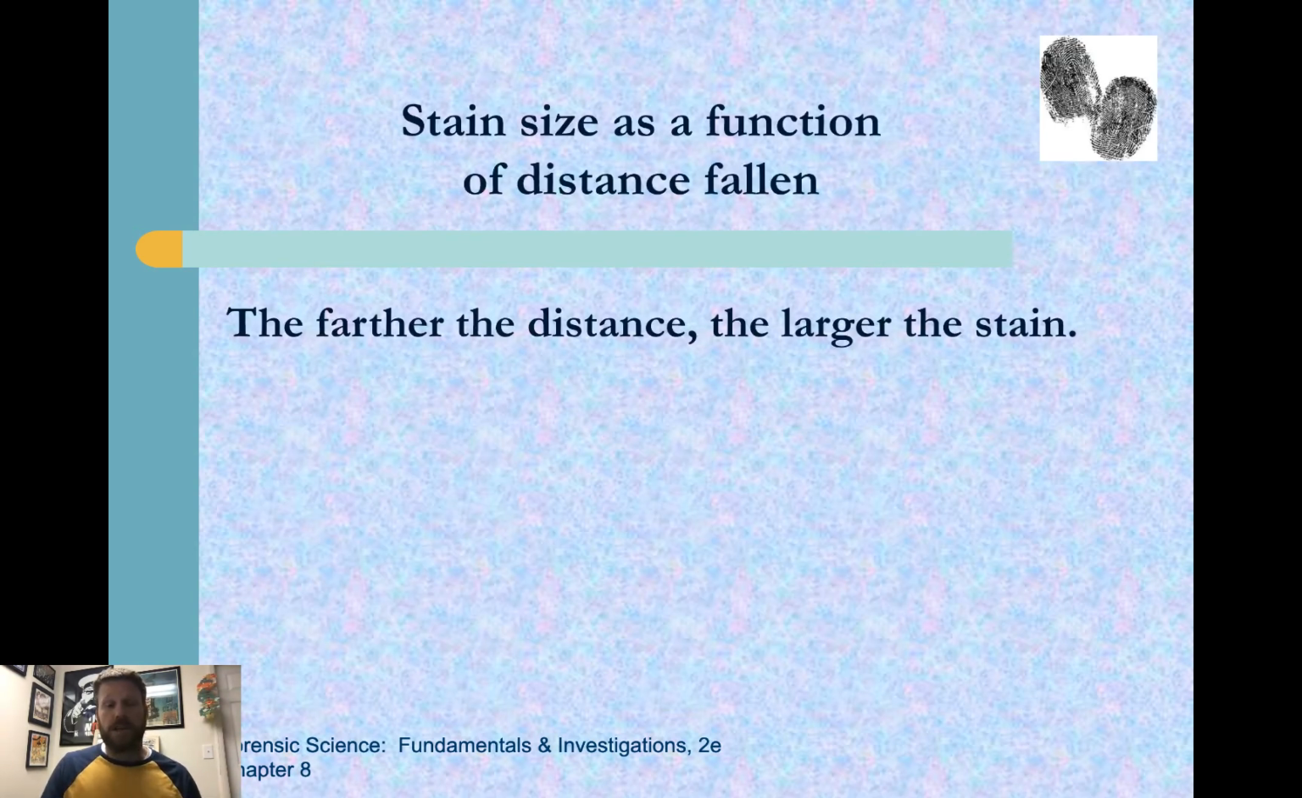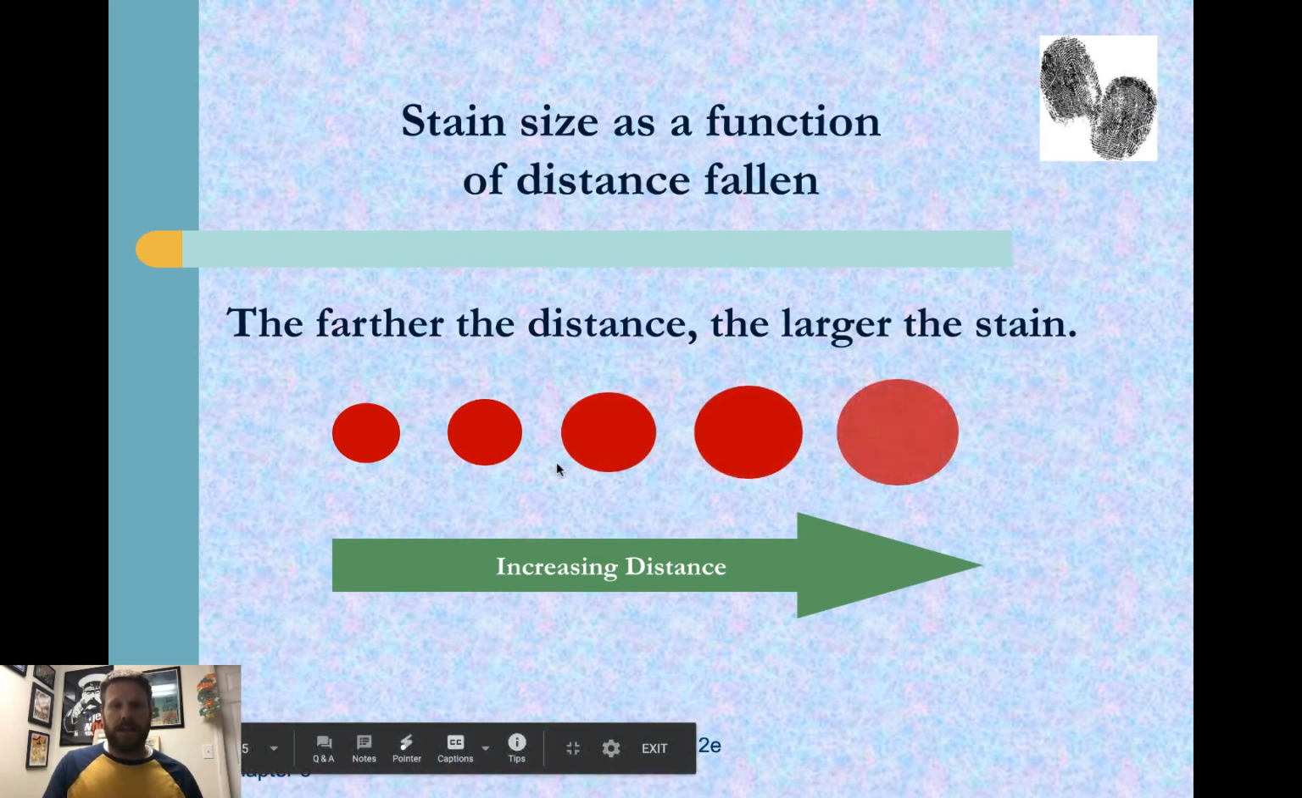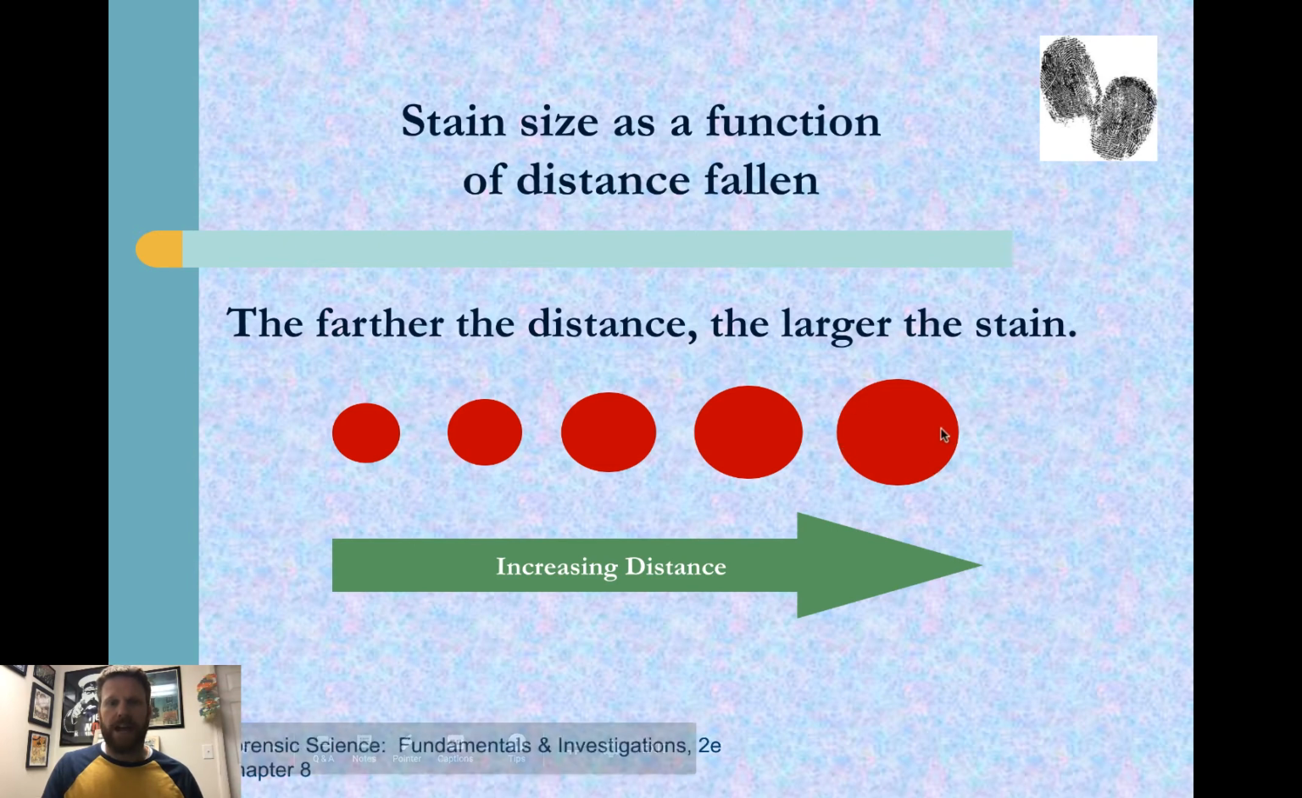The farther the drop has fallen through the air, the larger the stain. So we can see here in the little animation that if they're dropped from a higher height, the blood drop will make a larger stain on the surface.